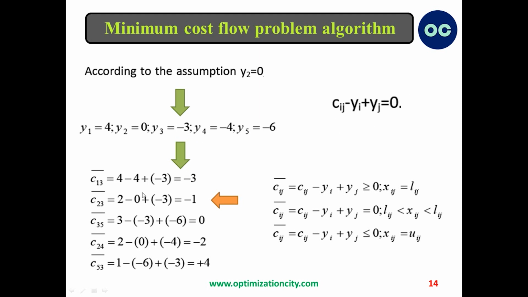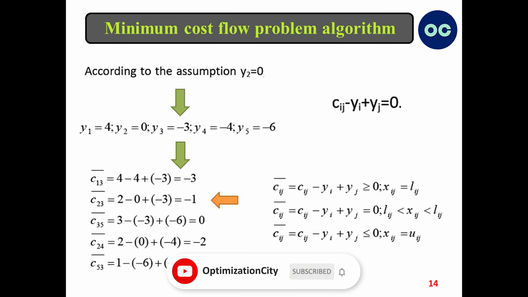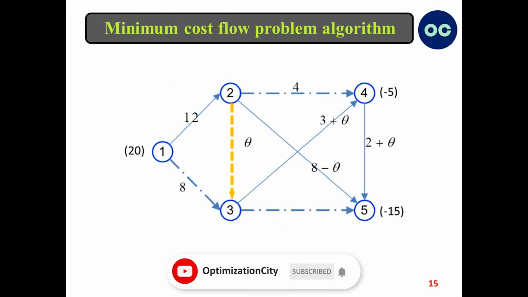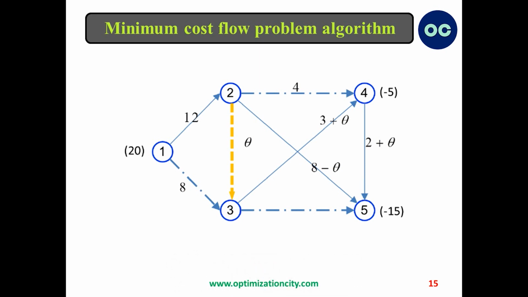The cost Cij bar for identifying the input arc to the basic solution and the output arc from the basic solution are as follows. So here at this point we can include arc 2, 3 into the basic solution because it does not satisfy the optimality condition for the network optimization. To determine the output arc, we proceed as follows. So here we can increase the value of theta up to 8, resulting in the removal of arc 4, 5 from the basic solution.